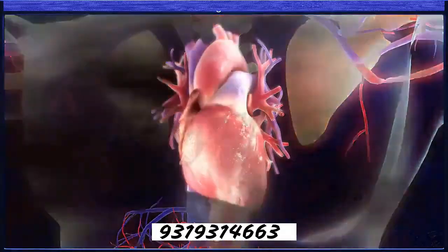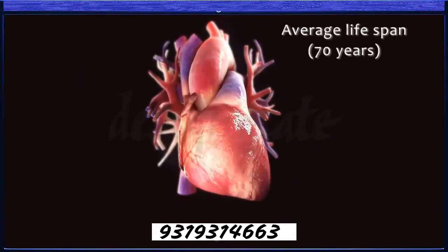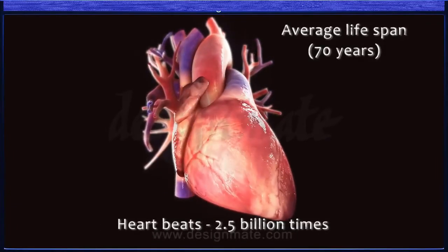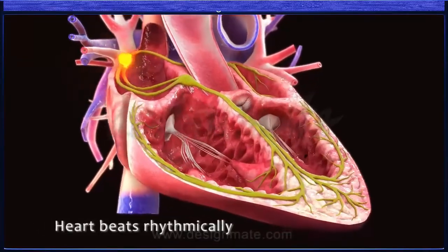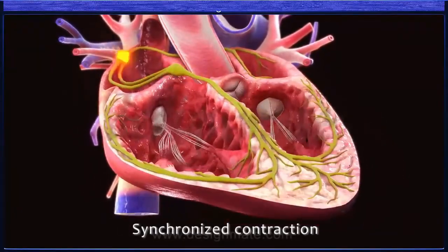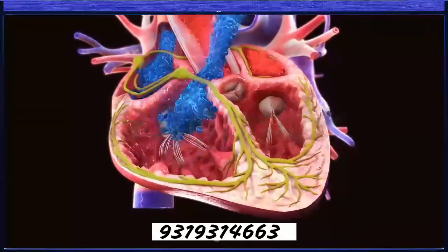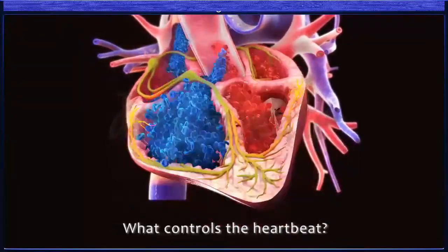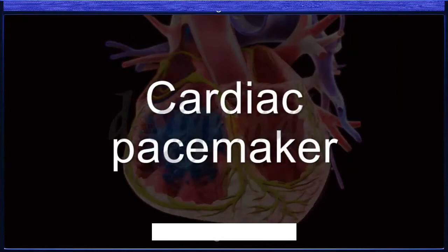The heart is an organ that beats throughout the lifetime of a person. Are you aware that in an average lifespan of 70 years, it beats about 2.5 billion times? The heart beats rhythmically due to the electrical impulses which cause synchronized contraction of the heart muscles. These impulses cause the contractions of the atrium and the ventricles, which allow the heart to pump blood. But have you ever wondered what controls the heartbeat? Cardiac pacemaker.